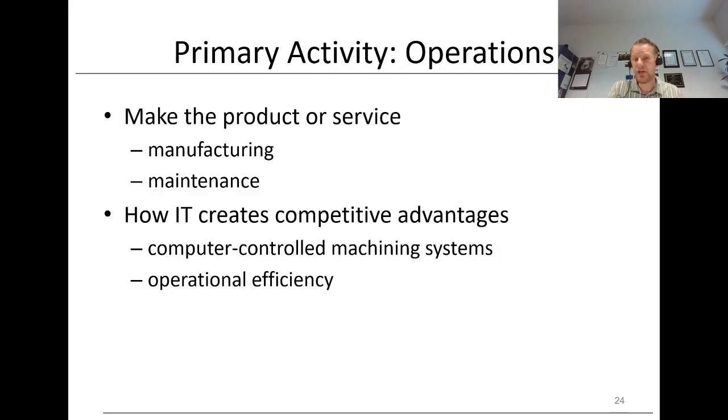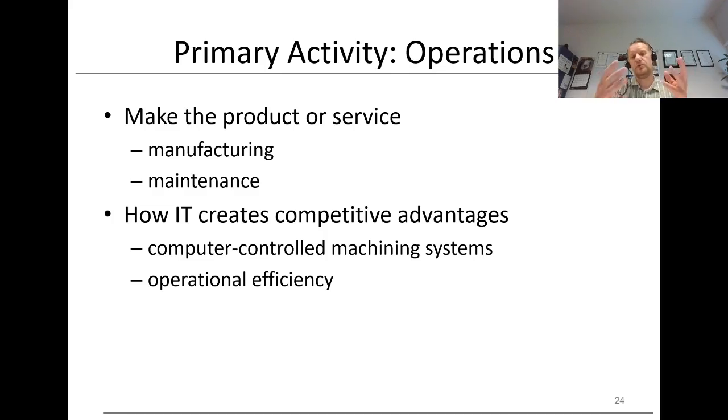Operations. Operations relate to making a product or service. Manufacturing, making a laptop by assembling it from its various parts. Making a car by assembling it from its various parts. Maintenance is also really very important. How can IT create competitive maintenance? Using computer-controlled machining systems. It's very important, right? Robots. Focus on operational efficiency or do predictive maintenance, for example.